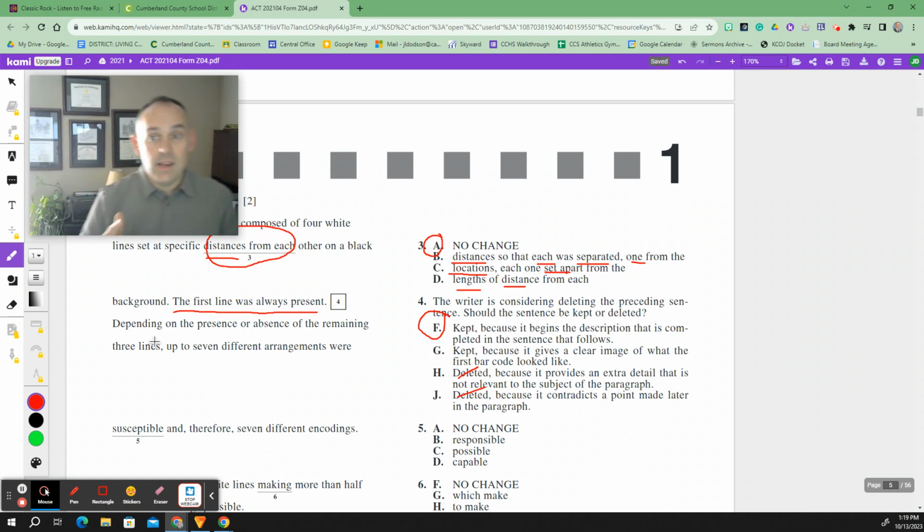So here's the key thing. If you just read the preceding sentence, you are not equipped to answer that question correctly. Read before and after the boxed question.